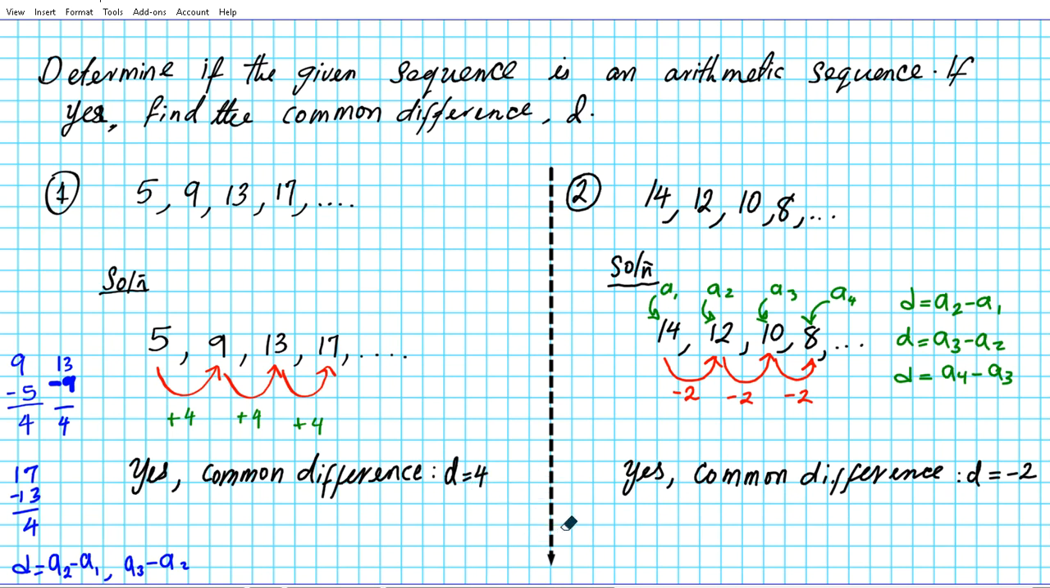Another thing to keep in mind is that the sign of the common difference will tell you if the sequence is going to be increasing or decreasing. Okay, so in the first sequence, you notice that it was increasing. That indicates that the common difference will be positive. But when it's decreasing, the common difference is going to be negative. Okay. All right, let's take a look at another example.